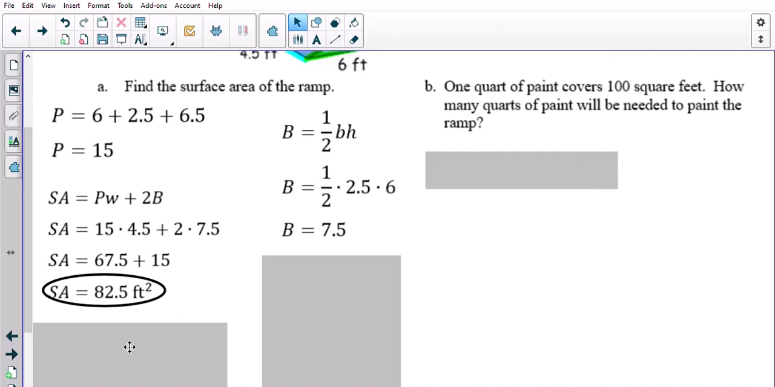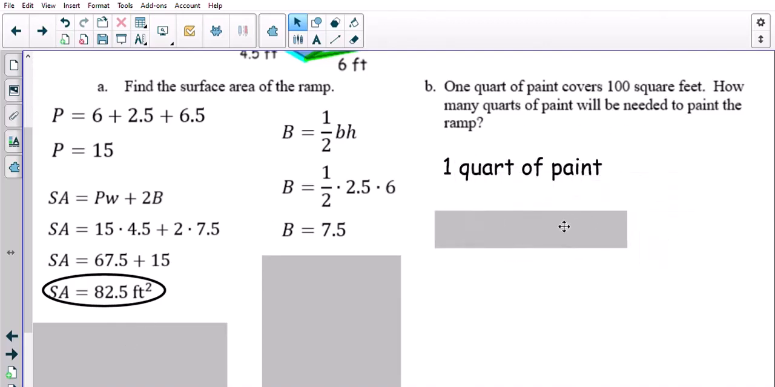So in part B, it says 1 quart of paint covers 100 square feet. How many quarts of paint will be needed to paint the ramp? Since it's 82.5 square feet, 1 quart is going to be enough. Again, we might have to put 2 coats on or 2 layers of paint, depending on how much that wood or whatever materials you use, probably wood, how much it sucked up that paint. But considering we're probably not going to paint the bottom, 1 quart of paint should be enough.